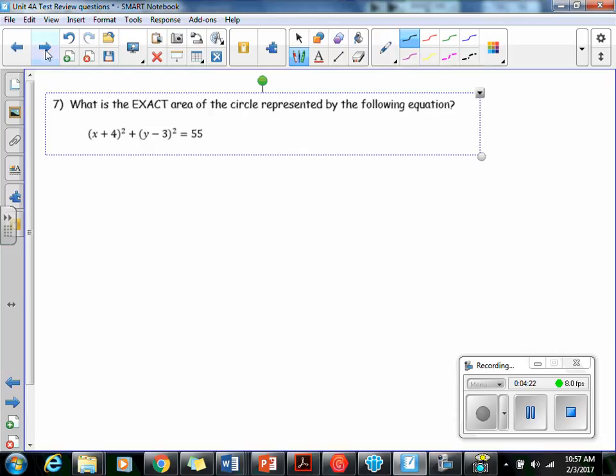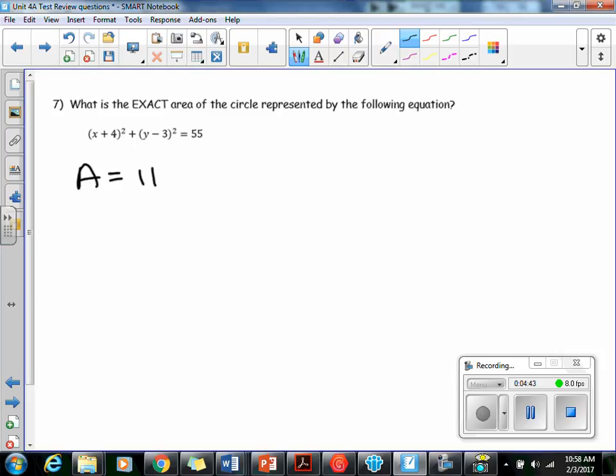Question number 7 says, what is the exact area of the circle represented by the following equation? And then they give you the equation for the circle. The key for this is you need to know the formula for the area of a circle. What is the formula for area of a circle? 2 pi r squared. Let's try it again. Pi r squared. Area equals pi times your radius squared.